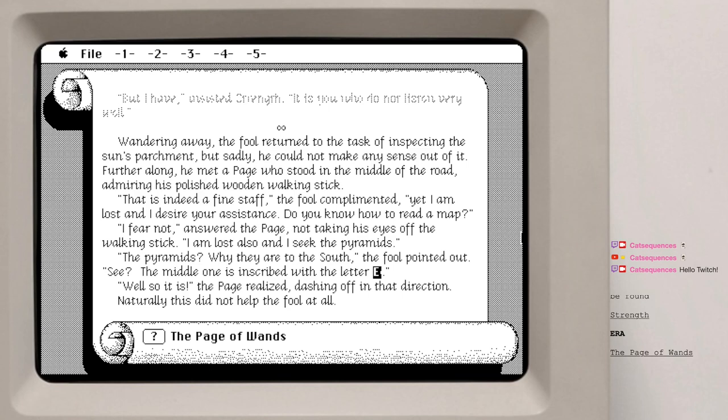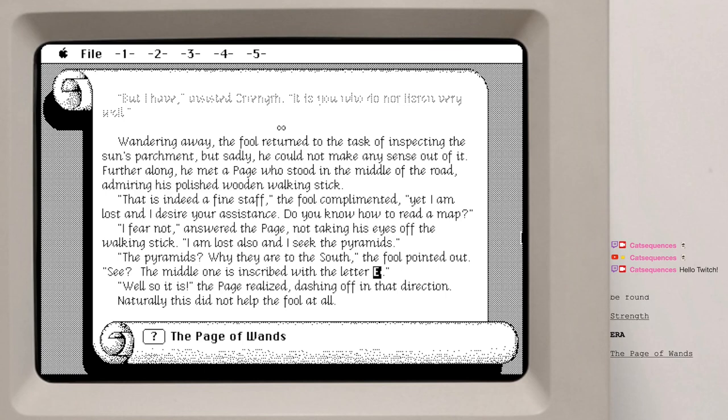Wandering away, the fool returned to the task of inspecting the sun's parchment, but sadly, he could not make any sense out of it. Further along, he met a page who stood in the middle of the road, admiring his polished wooden walking stick. "That is indeed a fine staff," the fool complimented, "yet I am lost and I desire assistance. Do you know how to read a map?" "Fear not," answered the page, not taking his eyes off the walking stick. "I am also lost and I seek the pyramids." "The pyramids, where they are to the south," the fool pointed out. "See, the middle one is inscribed with the letter E." "Well, so it is," the page realised, dashing off in that direction. Naturally, this did not help the fool at all.